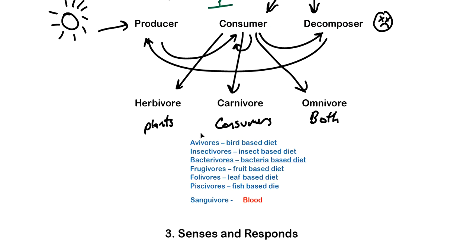Again, that will not be on the test. None of these will be on the test. You should know herbivore, carnivore, and omnivore, though. And you probably already do. Okay, let's move on to the third criteria for life.